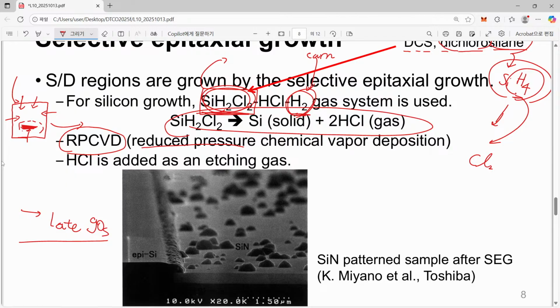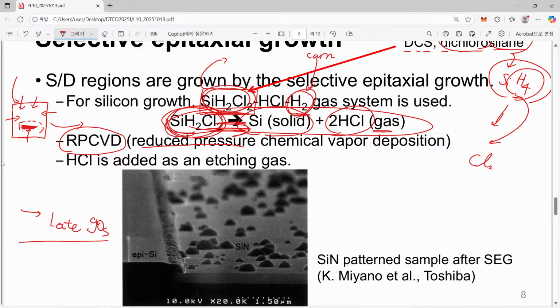In that case, quite naturally, this DCS is decomposed into these two parts: solid silicon, so it is attached and nucleated, and also we have hydrogen chloride gas. This is still gas. That reaction, this directional reaction, occurs. That's the reason why we have growth of silicon.